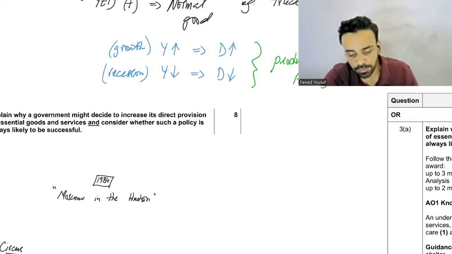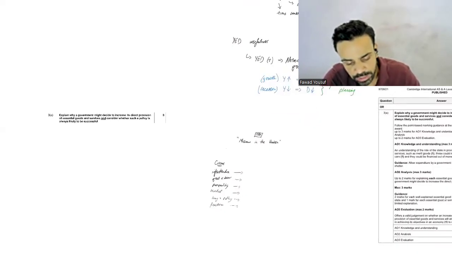Another thing that the firm can do for, just one second, let me just move. Another thing that the firm can do is, sorry.